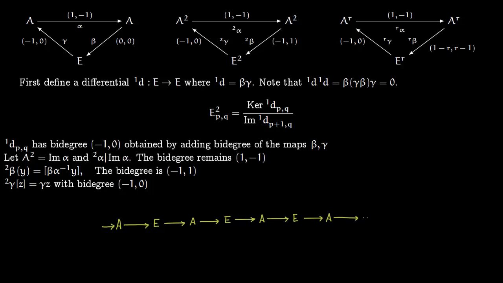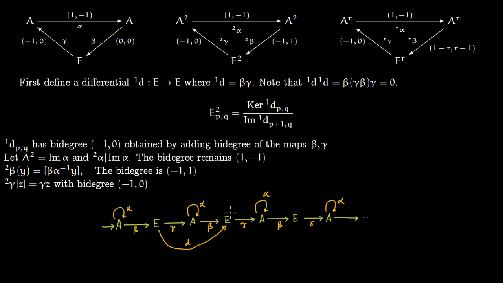We have already seen how to get an exact couple from a filtration. So notice that the exact couple looks like this. You have this map going from here to here, which is alpha, then you have this map beta, gamma, again alpha, beta, gamma, and so on. So notice that now you can have a map like this going from E to E. You call this map D.